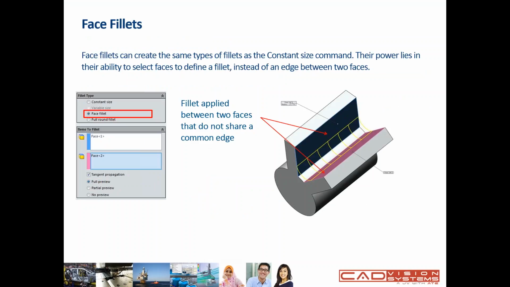So the next type of fillet that we have here is the face fillet. Face fillet is a very good command that you can use to apply a fillet to two faces even when they are not connected to each other. It is using the constant size command, when you key in the radius value. Then you apply it to the two faces that you can see in the picture, the blue one and the pink one. Even though they do not share a common edge, you still can create a fillet like that.